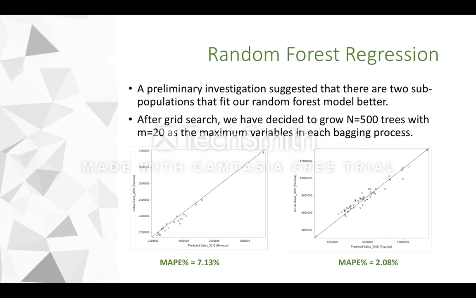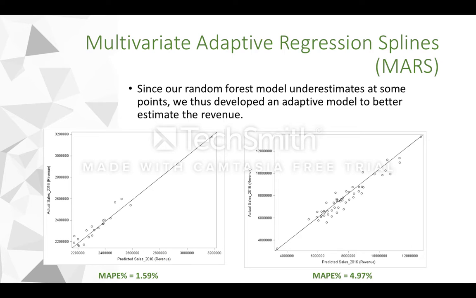So for the random forest, see here for the subpopulation A with less than 20,000 square feet area, we have about a 7.13% MAPE, which is very good compared to the linear model. And for the population B, which is area larger than 20,000 square feet, it's about 2%. You can see here that some of the observations, I can say the majority of them, get underestimated in model A. Then we move to the MARS model and we cross our fingers, think it would be better performance, and it turns out it is.